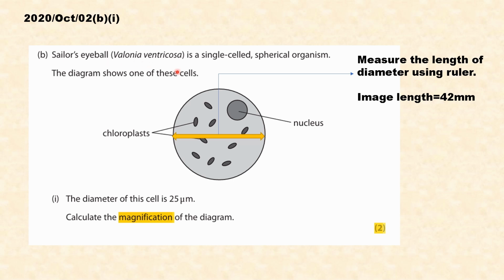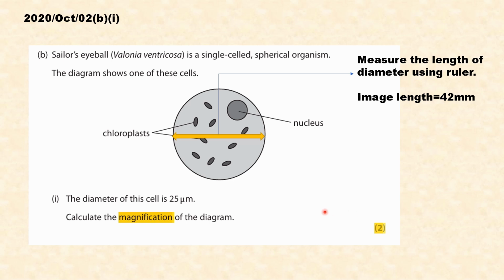And moving on, the next question is from the October 2020 paper. In this case, we are given a picture of a single cell called sailor's eyeball. The image is provided and the actual diameter of the cell is given as 25 micrometers. This question asks you to find the magnification, and you can see it's worth 2 marks out of 80.